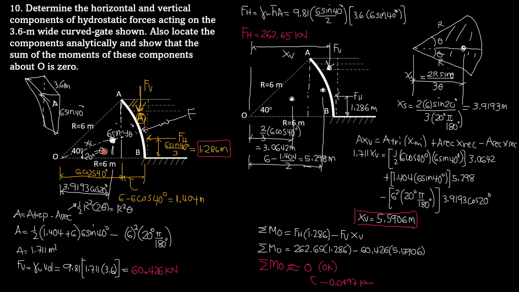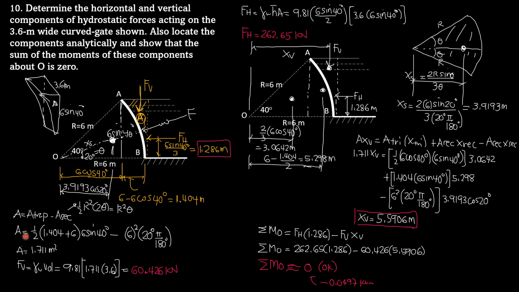Area of trapezoid. So this length, we have a right triangle. So this is 6 meters hypotenuse cosine of 40. And that is 6 cosine 40. And this part, therefore, is equal to 6 meters minus 6 cosine 40. This distance, the horizontal projection of OA, is 6 cosine 40. So 6 minus 6 cosine 40, this width here is 1.404 meters.